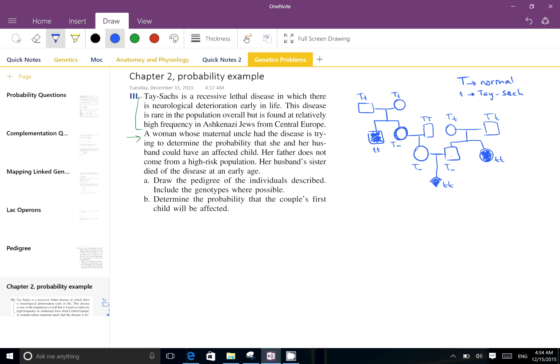The lady's mother. Okay, the couple's mother's ladies. Anyways, I don't know what I'm saying. So you get what I'm saying.